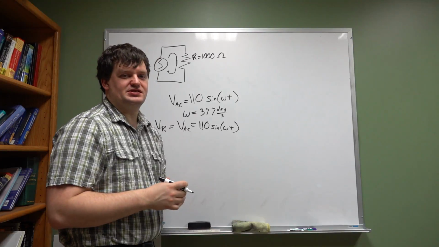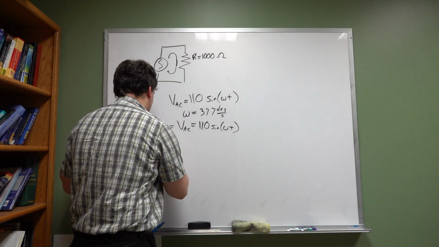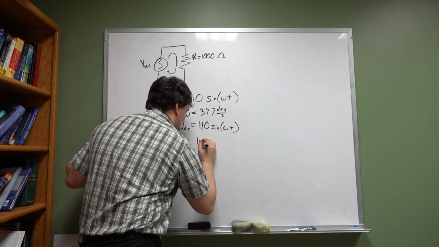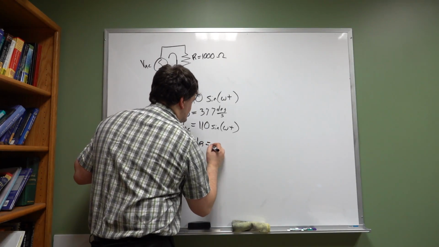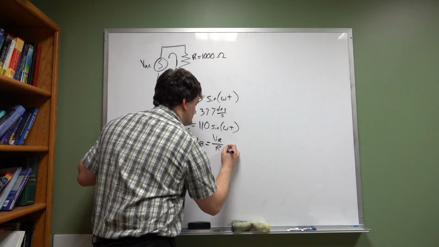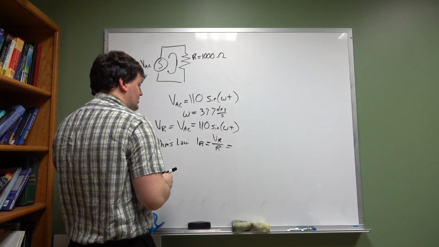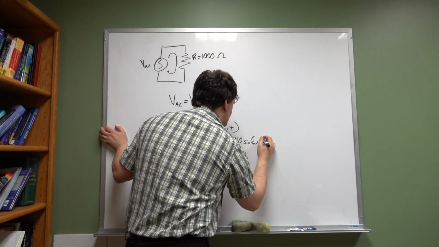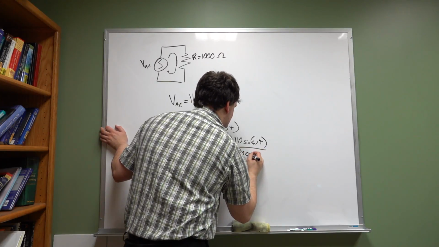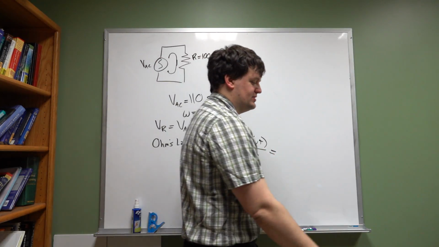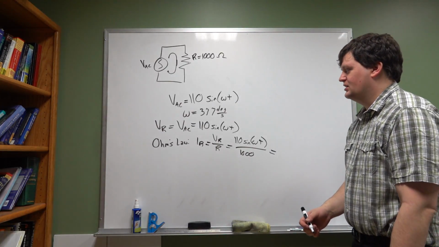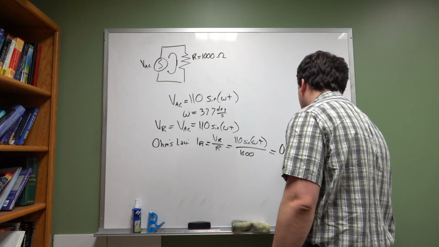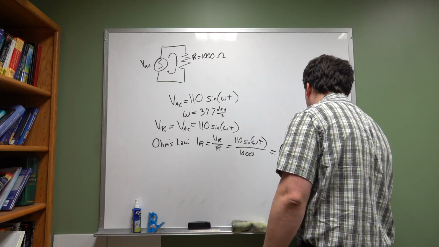Okay, what's the current in here? Well, here we use Ohm's law. Ohm's law states that the current through a resistor is equal to the voltage across a resistor divided by the resistance. So we've got the voltage here, 110 sine omega t divided by 1000. Now I'm not going to pull out my calculator this time. And that's what you were waiting for. I know I tend to do that. So this is 0.110 sine omega t.